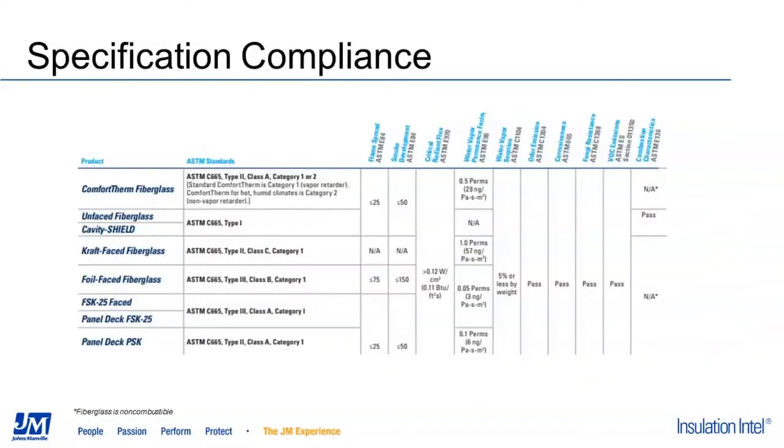From a spec compliance perspective, I don't need to go too far into the weeds on this. All of this information is available on our website, but all of our fiberglass products are designed to meet the ASTM C665 specification, and I'll just leave it at that. 25/50 is your main criteria for whether you can have something exposed or not for flame spread and smoke developed, but all of this information is available on our website.